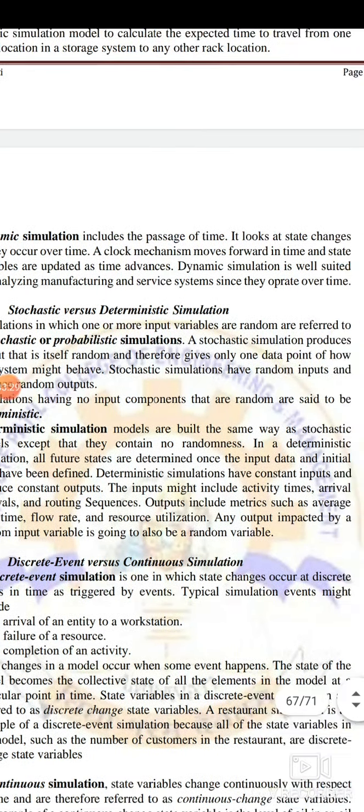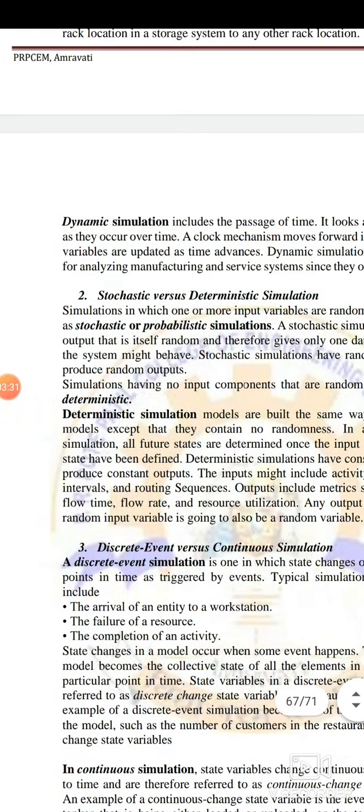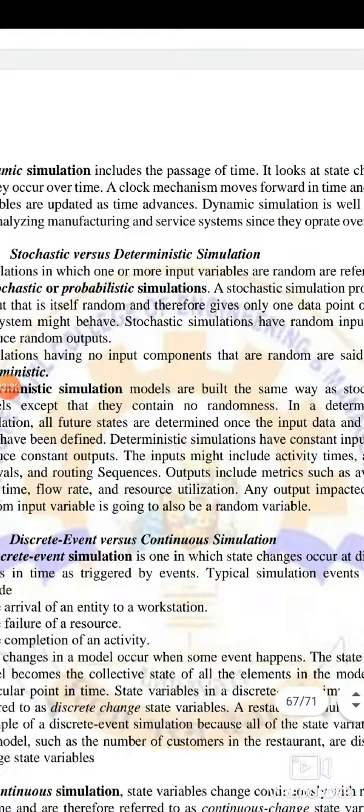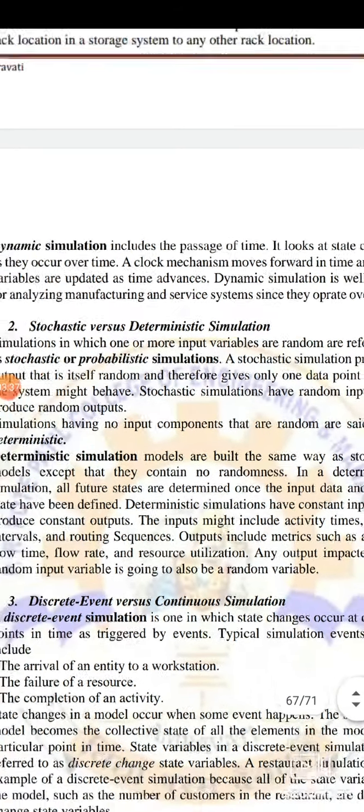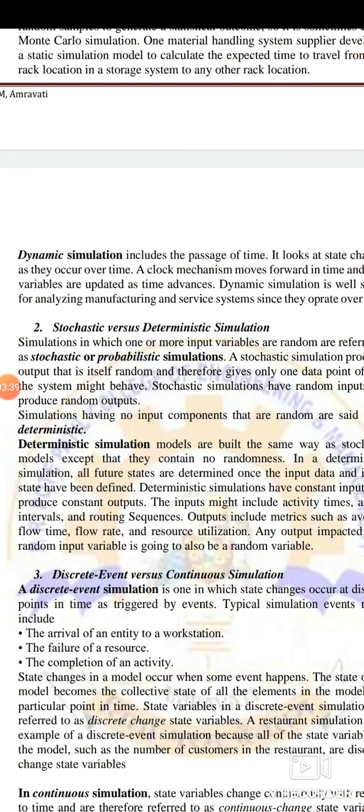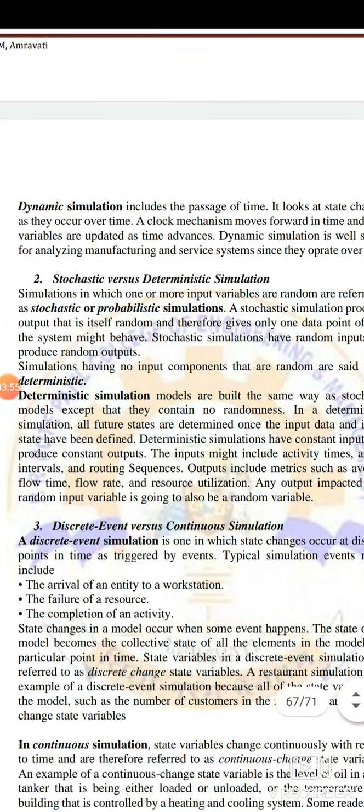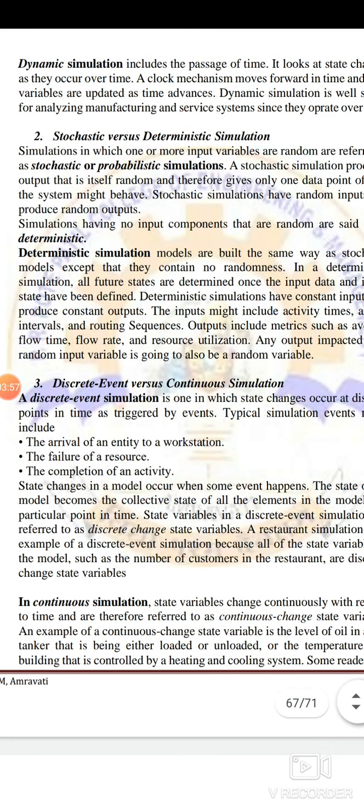Then what is dynamic simulation? It includes time. It is well suited for analyzing manufacturing and service activity systems since they operate over time. This dynamic simulation means runtime simulation. Suppose we talk of a production system, where production is continuously going on. When we simulate that particular system by making a model and then going through the simulation, that will be called discrete simulation. Now what is stochastic versus deterministic?